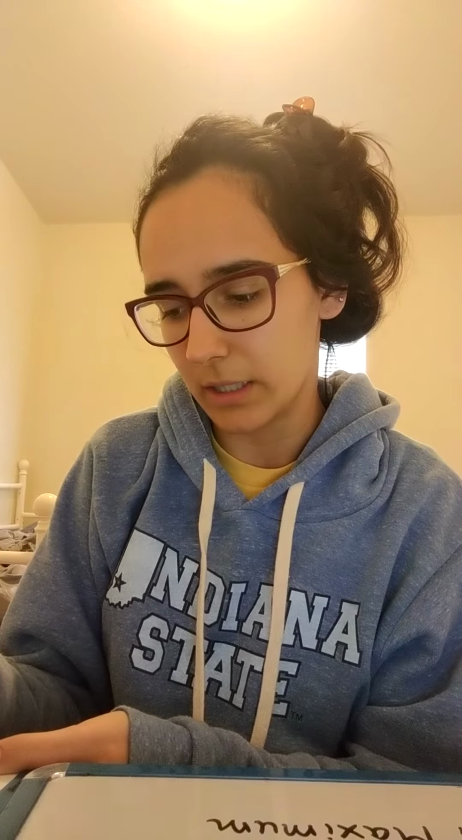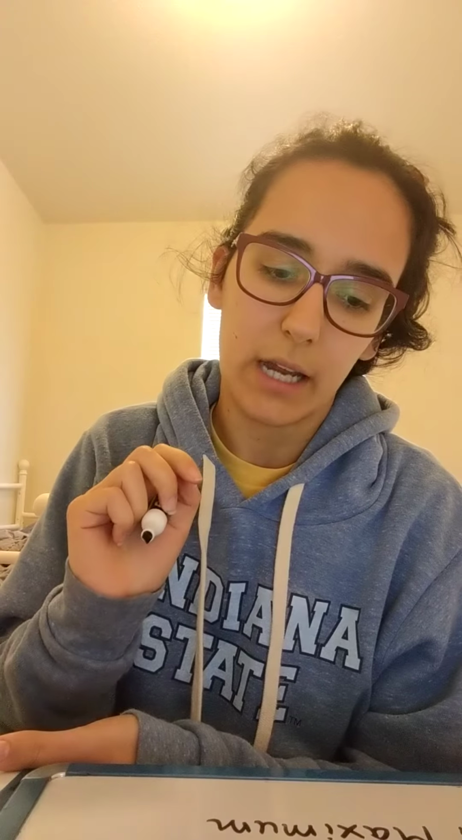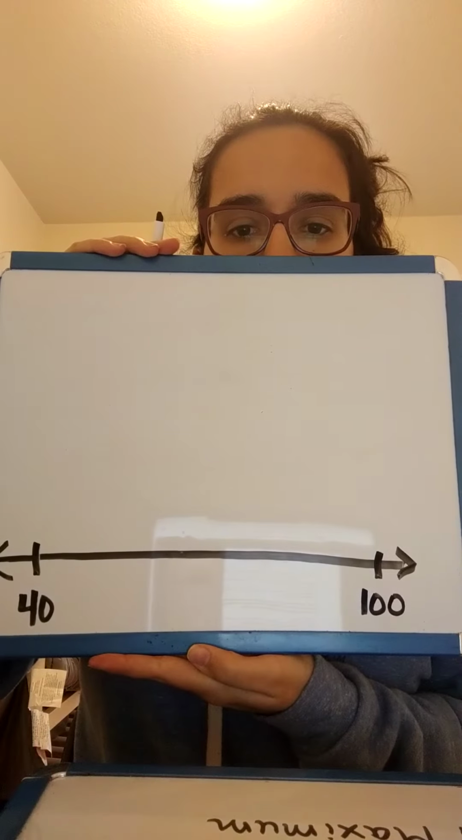What I usually do is start with a number smaller than 43, so I'm going to start mine at 40. As we keep going on the number line, our largest number has to be bigger than the one in our data set. Our maximum is 94, so on our number line I'm just going to put 100. Here's what I have for my number line.